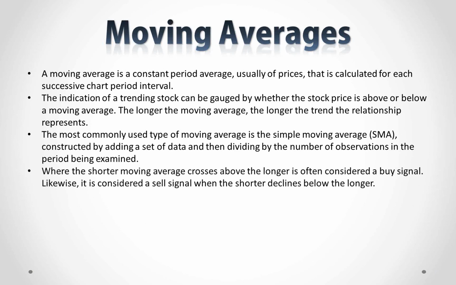So moving averages can be used for trading strategies in 3 different ways. The first way is what is called a moving average crossover. Where a shorter moving average crosses over the longer one, either above or below. Above the longer one, it's often considered a buy signal, and likewise, it's considered a sell signal when a shorter moving average declines below a longer moving average.